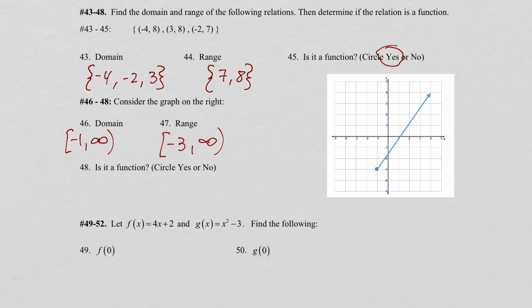Is this a function? Well, visually you can see it's a function by using the vertical line test. There's no one single place where we could put a single vertical line that will intersect this in more than one spot, so this is a function.